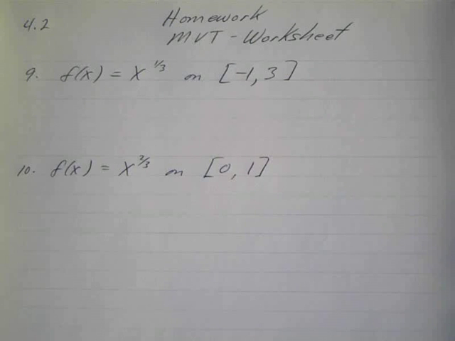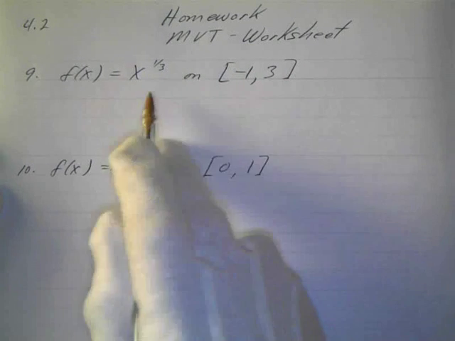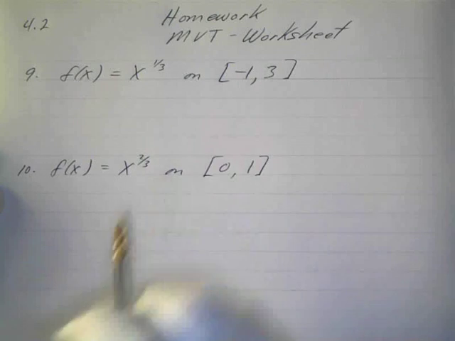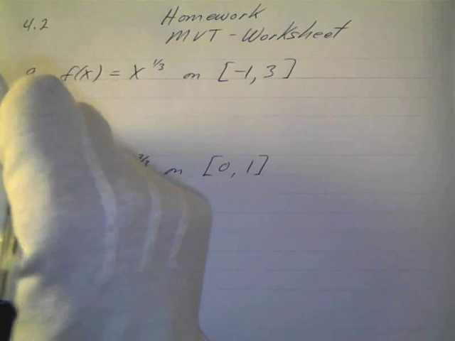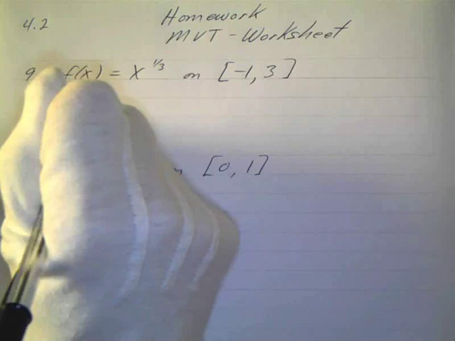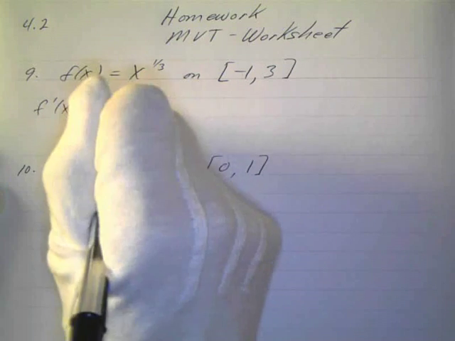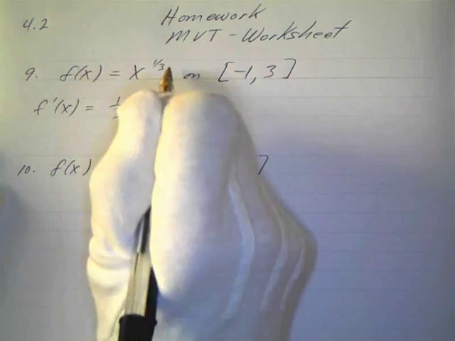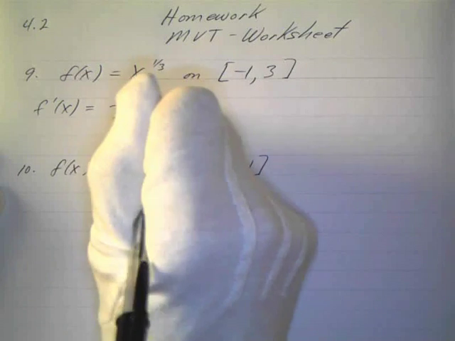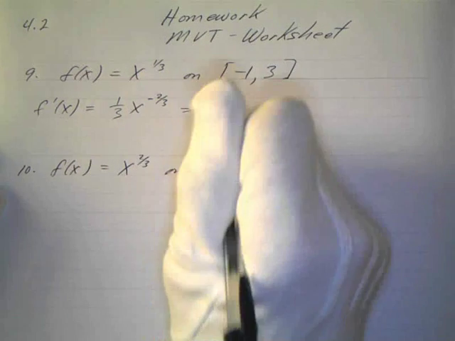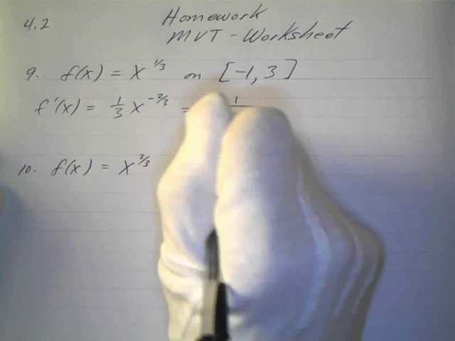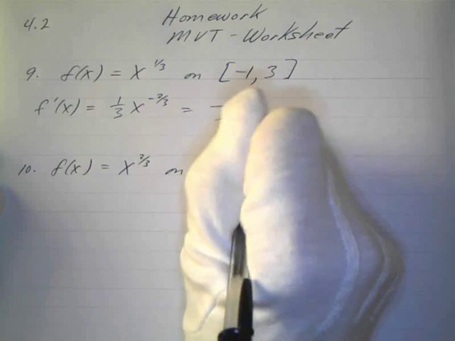Some more problems from the mean value theorem worksheet. This is number 9. f of x equals x to the 1/3 on the closed interval -1 to 3. And it's continuous on -1 to 3. But if we look at the derivative, f prime of x equals 1/3 x, and if we subtract 1, that's x to the minus 2/3, which is the same thing as 1 over 3 times x to the 2/3.